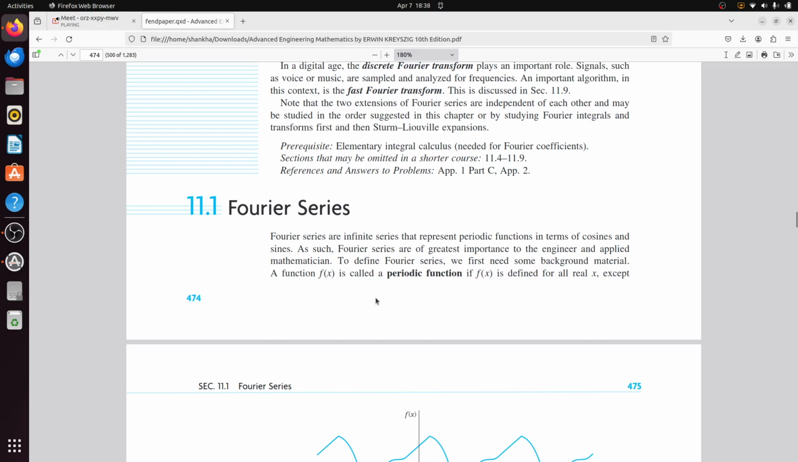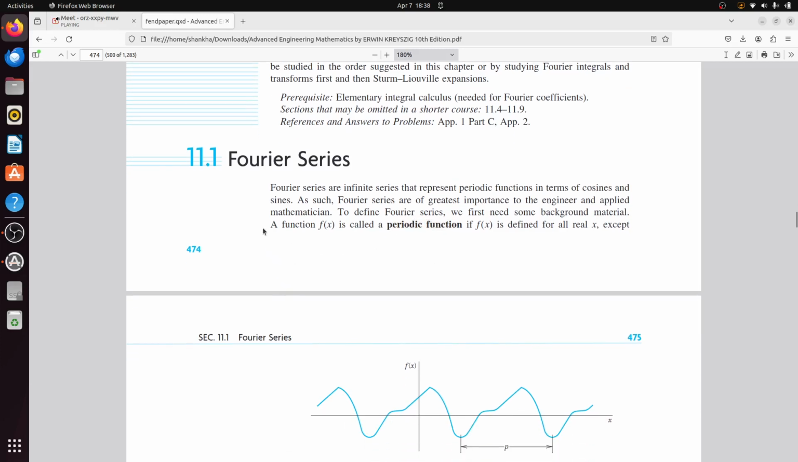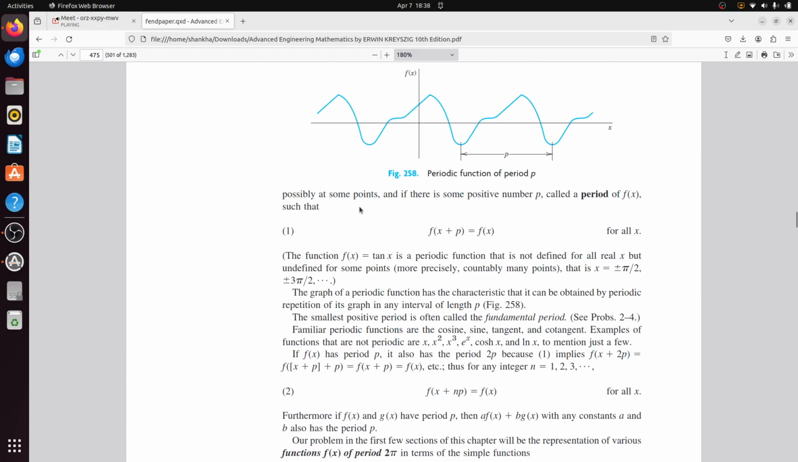So what is that background material? First of all, we should know what is meant by a periodic function. A function f(x) is called a periodic function if f(x) is defined for all real x except possibly at some points, and if there is some positive number p, called the period of f, such that f(x + p) equals f(x).